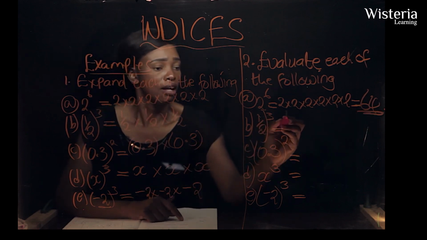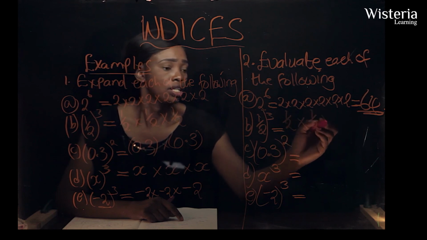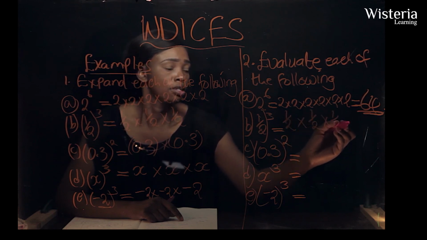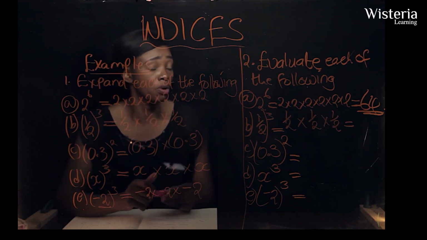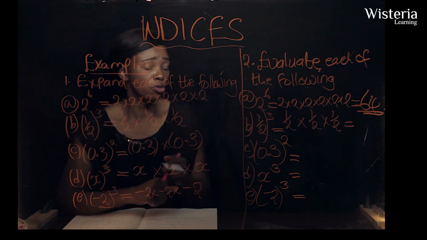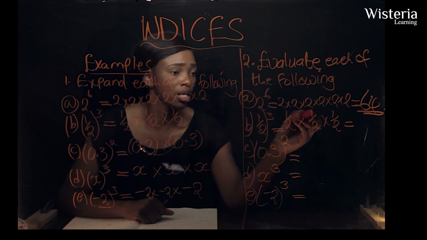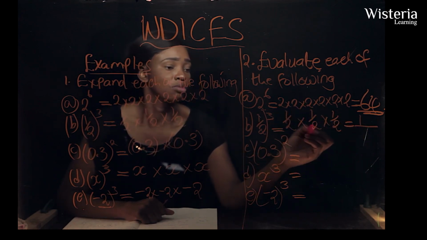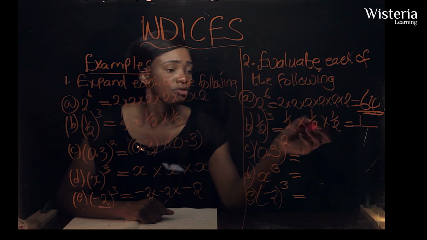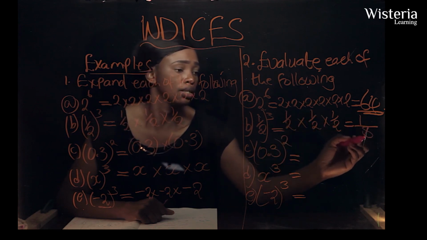Then half times half times half. Okay, when multiplying fractions, we multiply numerator by numerator, denominator by denominator. So this will be 1 times 1, it will be 1, over 2 times 2, it will be 4. 4 times 2, it will be 8.